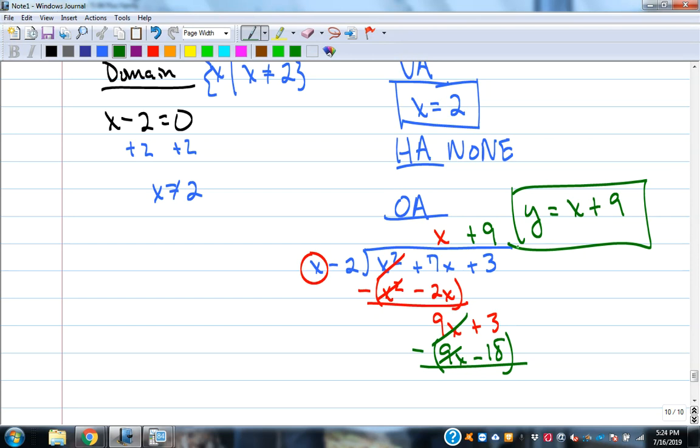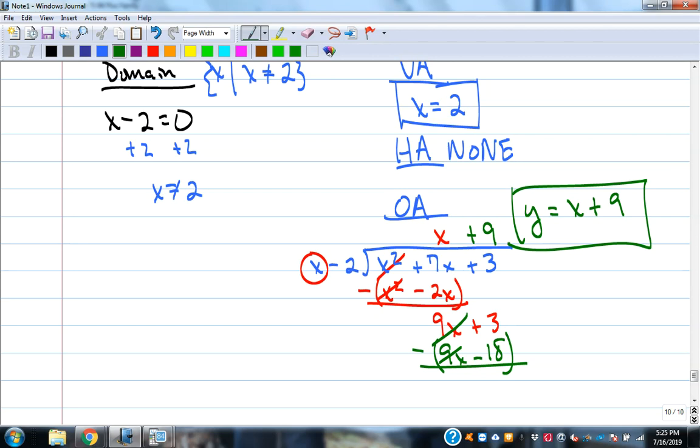The remainder doesn't matter when you're looking for the oblique asymptotes. You don't even have to work it out. You just have to get the y equals mx plus b situation happening. Okay, we have an oblique asymptote at x plus 9, a vertical asymptote at x equals 2, and no horizontal asymptote. The next thing to find are the intercepts.